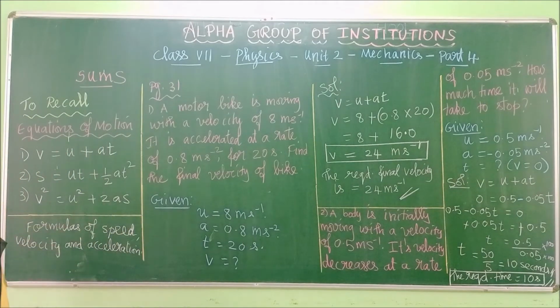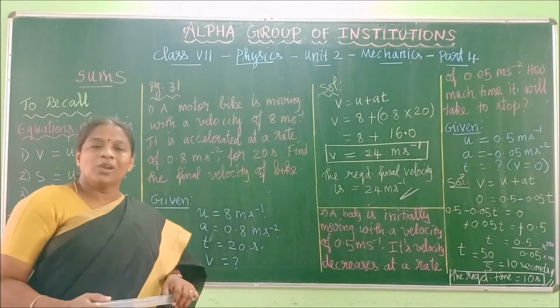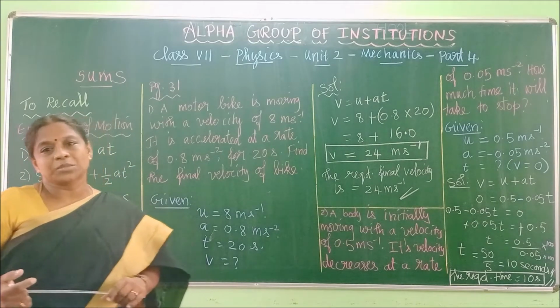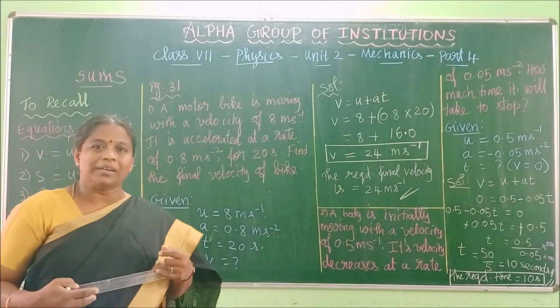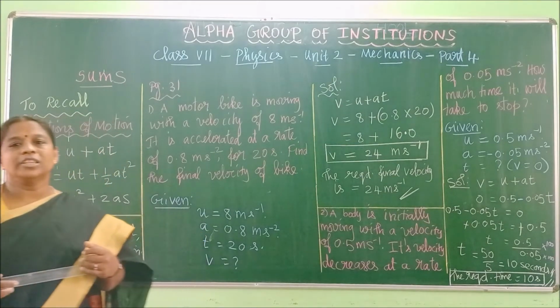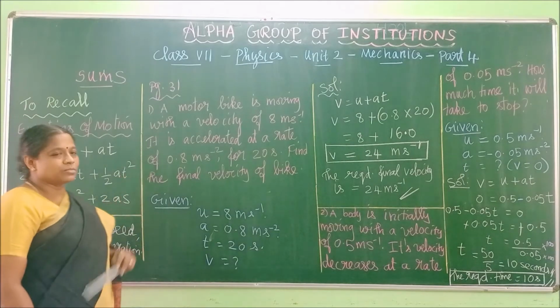Along with that, we have learned the formulas of speed, velocity, and acceleration. Speed is equal to distance by time. Velocity is equal to displacement by time, and acceleration is equal to velocity by time. Right? So remember these formulas. Come, let us move into the sums.